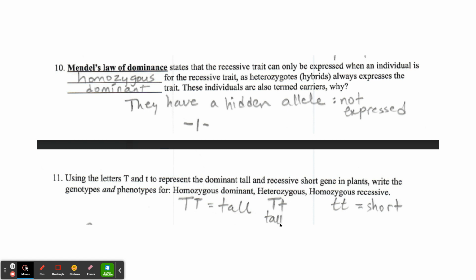Mendel's law of dominance states that the recessive trait can only be expressed when an individual is homozygous for the recessive trait, as heterozygotes or hybrids always express the dominant trait. These individuals are also termed carriers. Why? They have a hidden allele and it wouldn't be expressed.